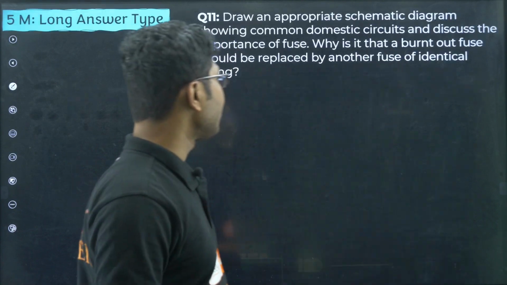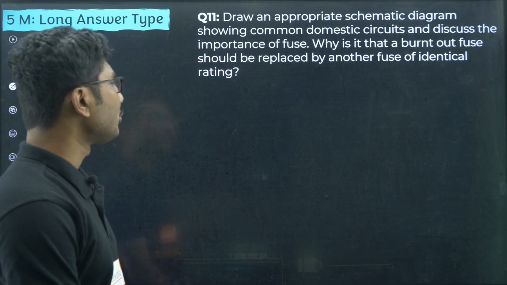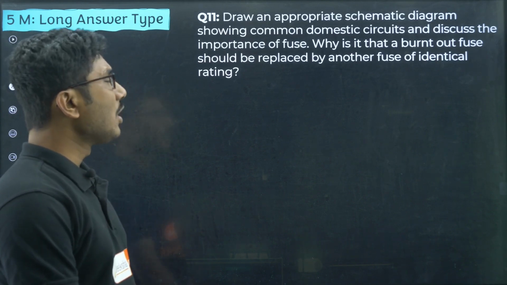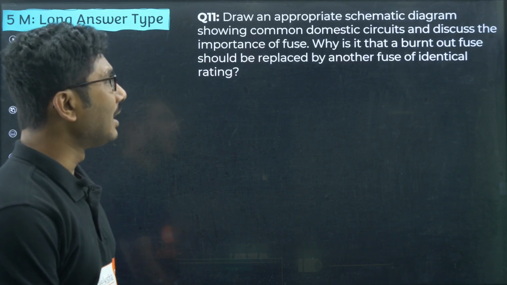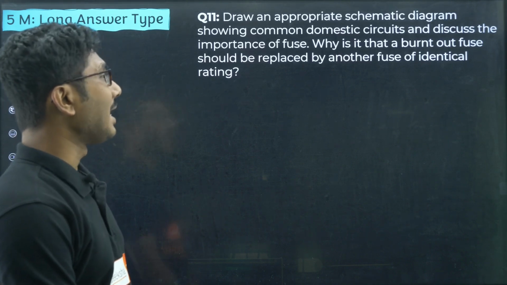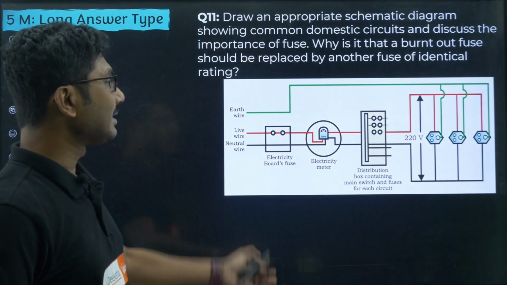Now, next question: draw an appropriate schematic diagram showing a common domestic circuit and discuss the importance of fuse. Why is it that a burnt out fuse should not be replaced by another fuse of identical rating? This is very important. So, let us see the circuit diagram.